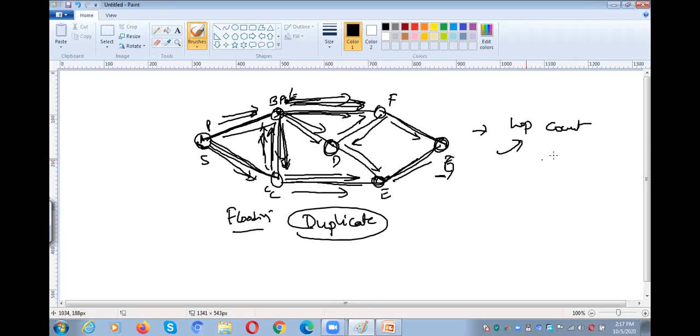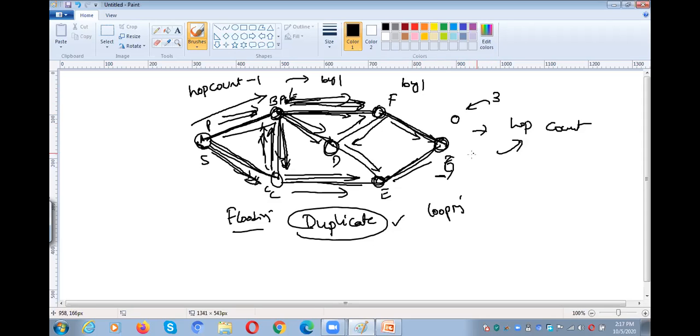That hop count will be used to avoid the duplicates and the looping problem. Whenever a packet is forwarded in this direction to the next node, automatically the hop count is decremented by 1. Whenever the packet moves from this node to this node, again the hop count is decremented by 1. Like that, it finally reaches 0. That means after 3 hops, it automatically becomes 0.